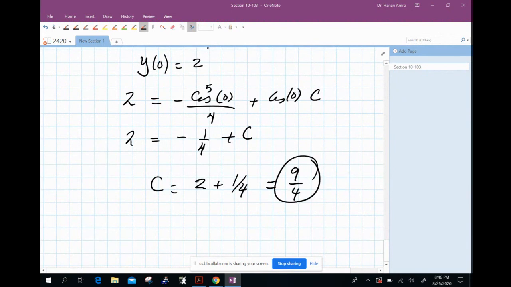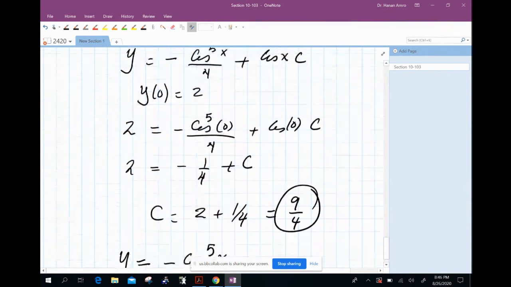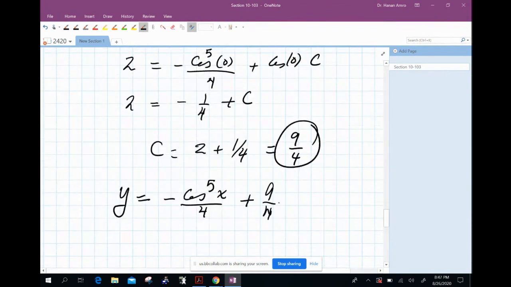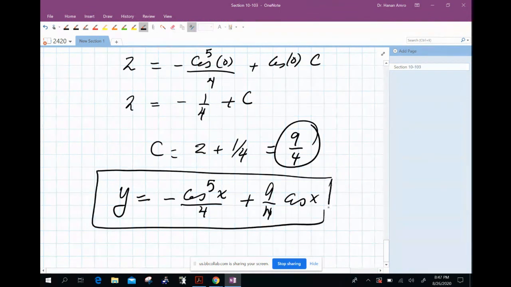So we found c. The minute you find c, then you found whatever your equation will become. This is negative cosine to the fifth x over 4 plus 9/4 cosine x. So this is called the particular solution. We don't have any more c, therefore this is called the particular solution. We'll do another one on the integrating factor, and then we'll try to do something a little bit different.